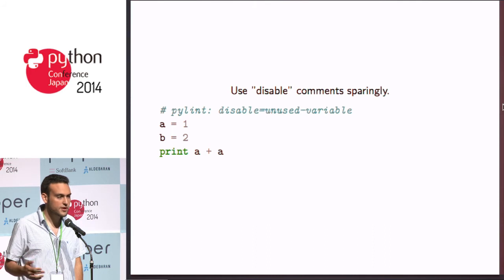Multiple tools have multiple ways to specify this. For example, PyFlakes might have its own way to put disable comments.